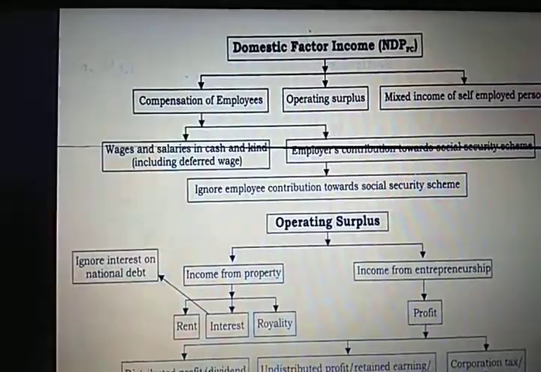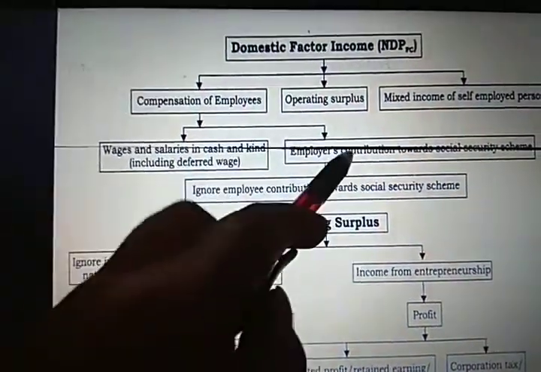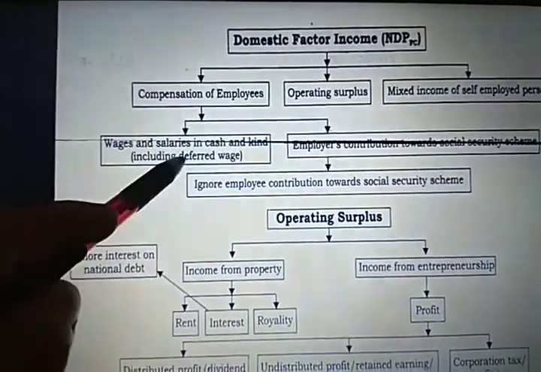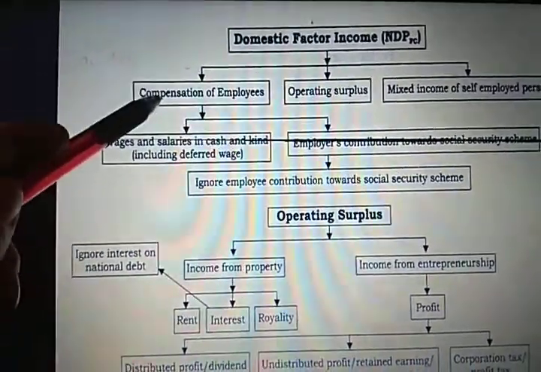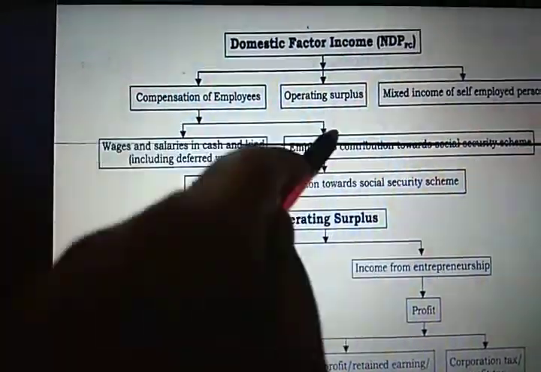Now students, if in the numerical these are given individually, then you are going to add them in order to find out COE. But if COE is given, then you need to ignore these, right?